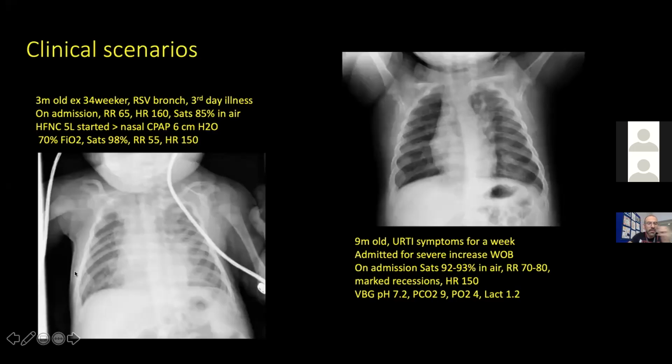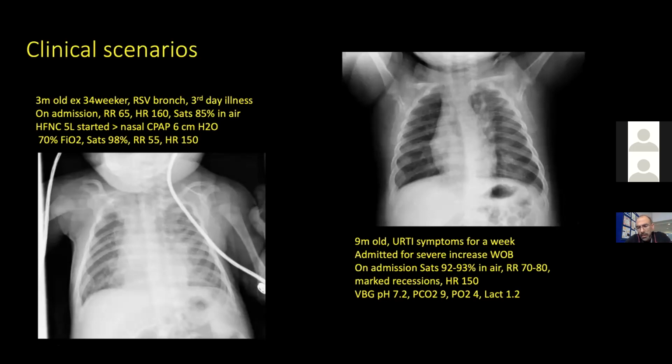Right. Before I went into which patients do we need to support, I wanted to show two clinical scenarios. So you have this 3-month-old ex-34-weeker admitted with clear signs of bronchiolitis. The child has been started on high flow nasal cannula, and you have these settings on the high flow nasal cannula. And you have the chest X-ray below.